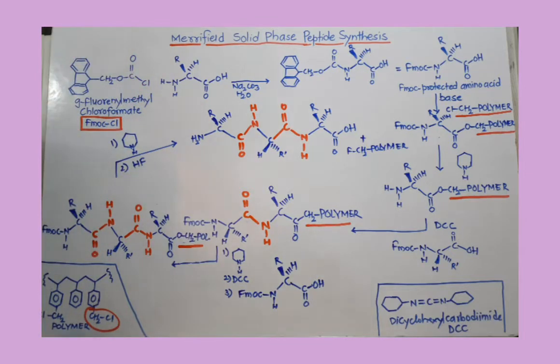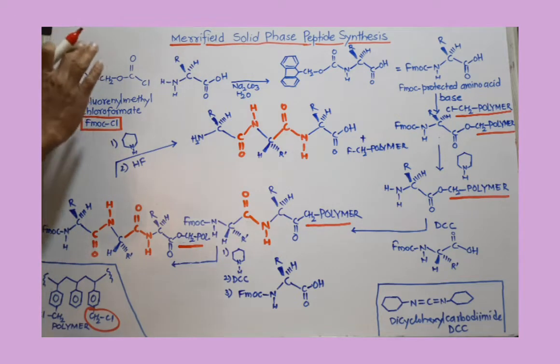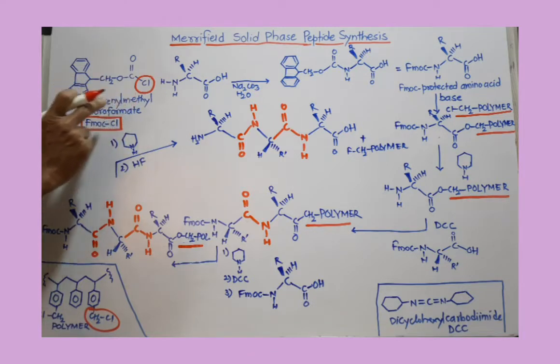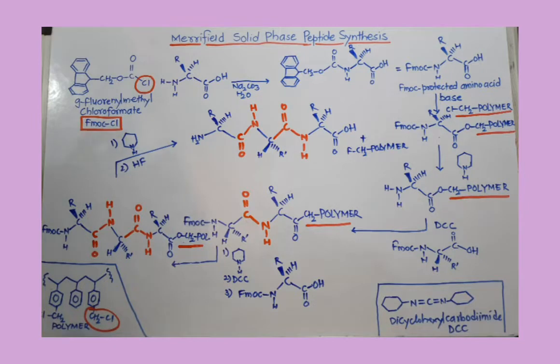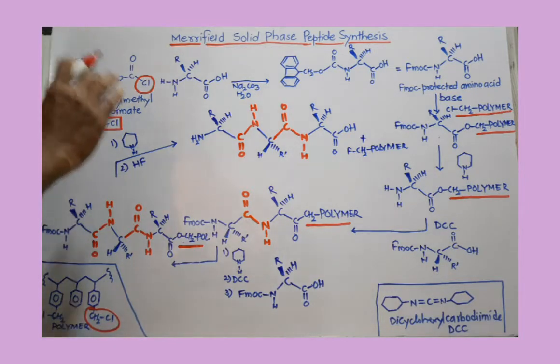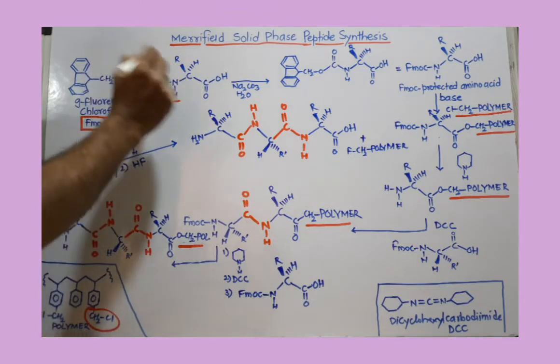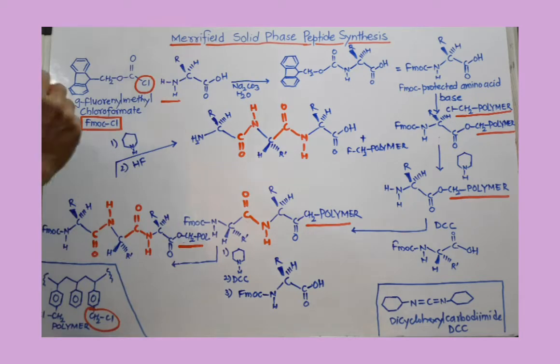This reagent is abbreviated as Fmoc-Cl, because every time you need not draw the structure, which is somewhat complicated. Since the Cl is the important part of this reagent, we can use the abbreviation Fmoc-Cl, but it is actually 9-fluorenylmethyl chloroformate. Now, you first have to protect the NH2 group, the amino group of the amino acid, by using this reagent.